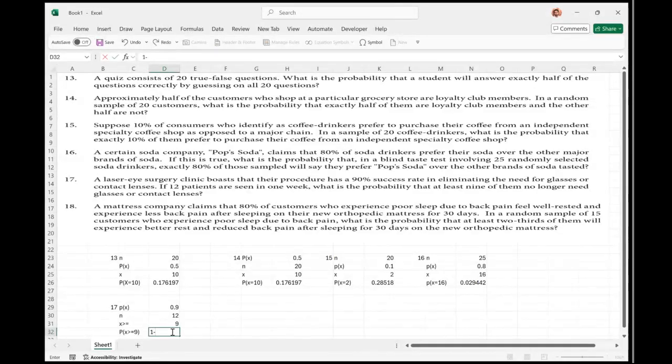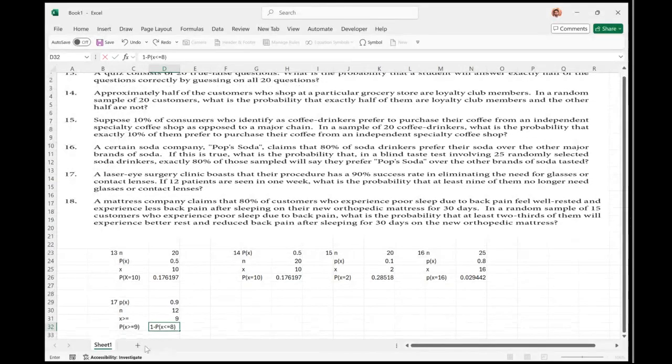So it will be 1 minus binom dot dist, but before I even do that, I will write it in the probability form. It will be 1 minus probability of X less than or equal to 8, because we are looking for at least 9. So at least 9 means 1 minus at most 8.